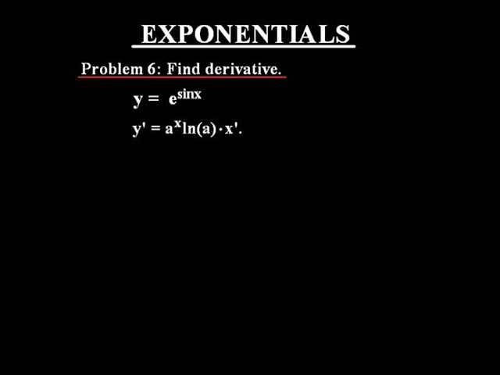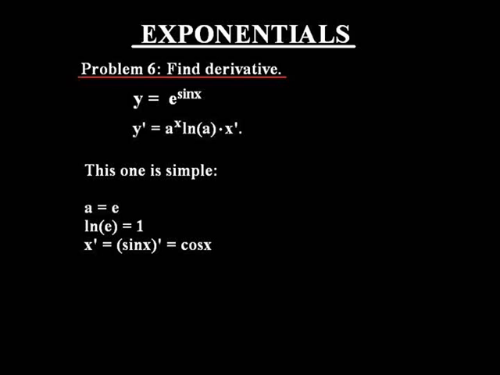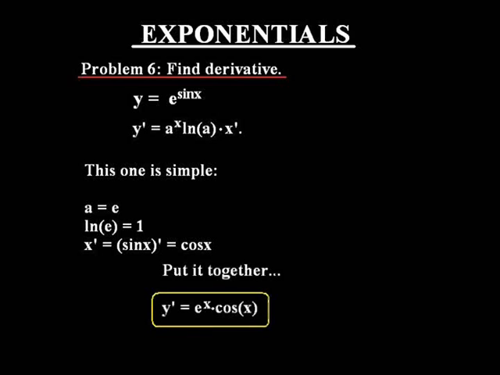So let's solve it. We know that a is equal to e. We know that ln of e is equal to 1. And the derivative of what's in the exponent is the derivative of sine, and the derivative of sine is cos. So put it all together and we get y prime is equal to e to the sine x multiplied by cos of x. Alright, let's move on to problem number 7.